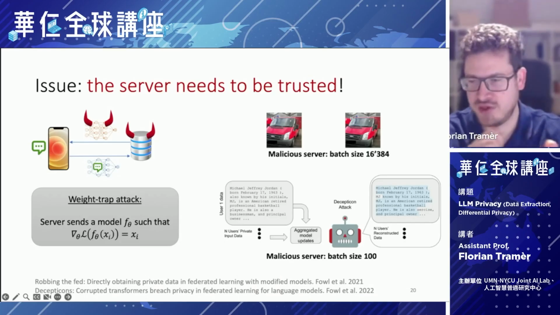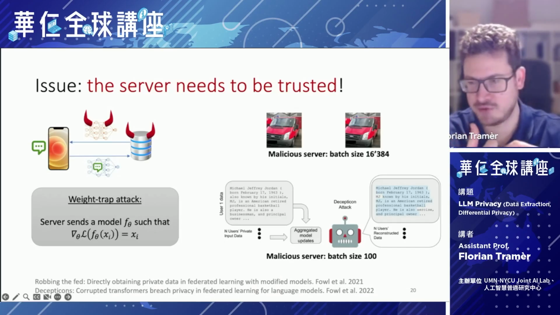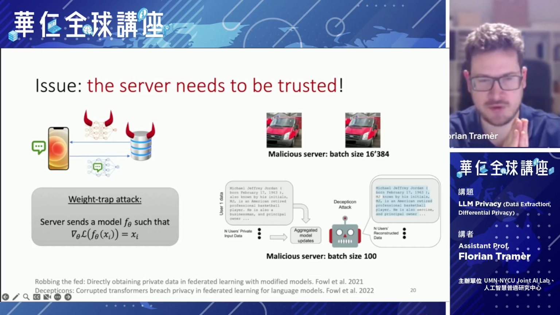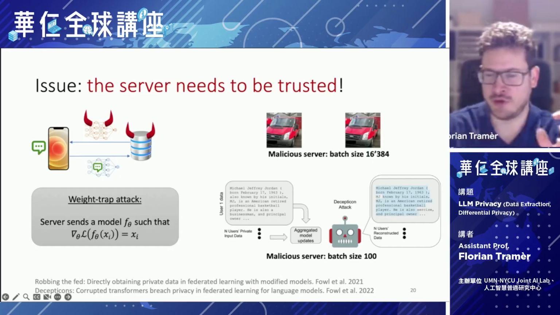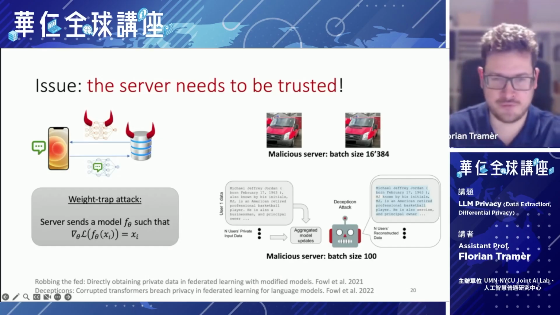There are some difficulties, some challenges that arise with doing this for text models because of the way transformers work. But essentially, it's the same principle, and you end up with a gradient that essentially encodes the input text of a small number of users.